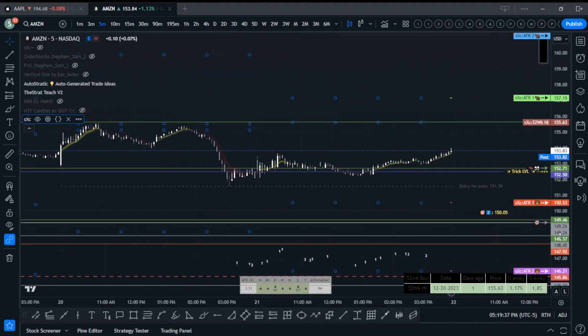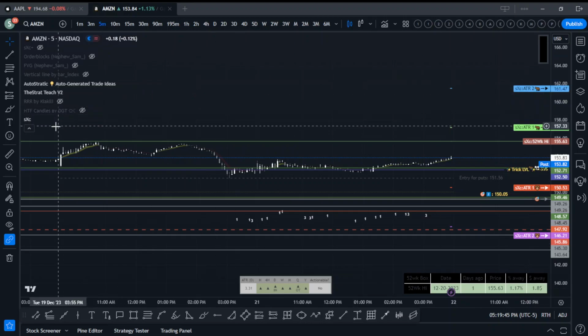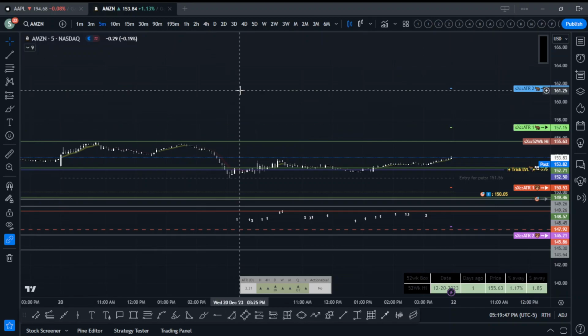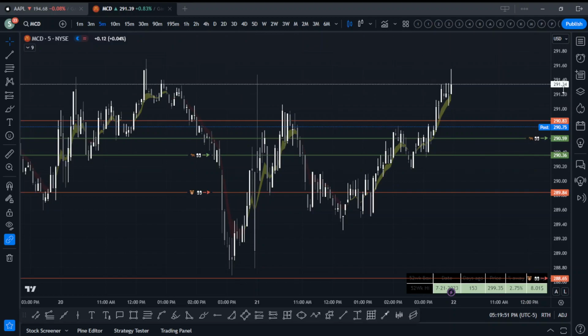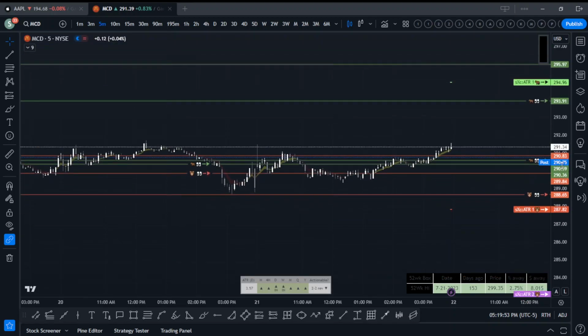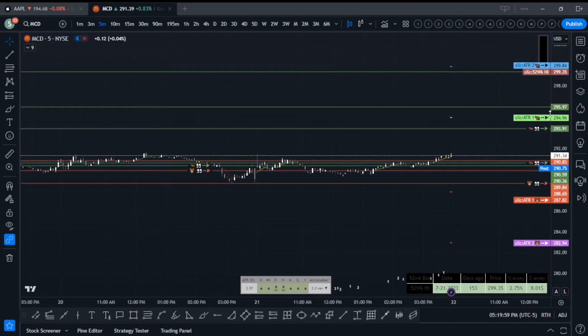So if we zoom out, we can see, okay, now we see those levels there. This is for the week. This could potentially move up to 161. We're actually looking at the wrong stock. So let's just go and look at McDonald's. And so the ATR 1 is the day, and the ATR 2 is the week.